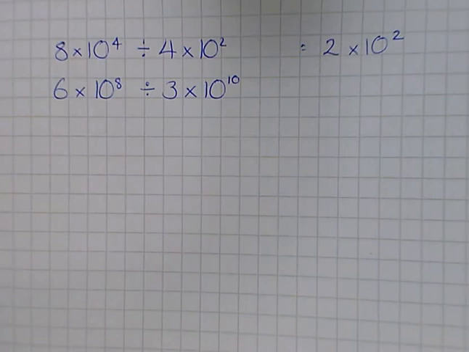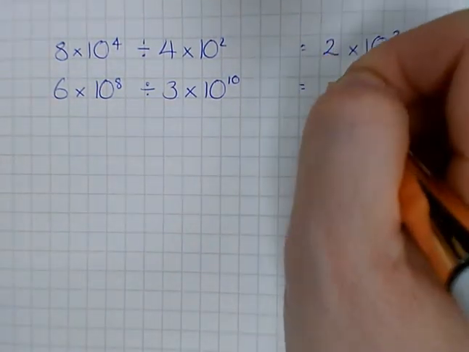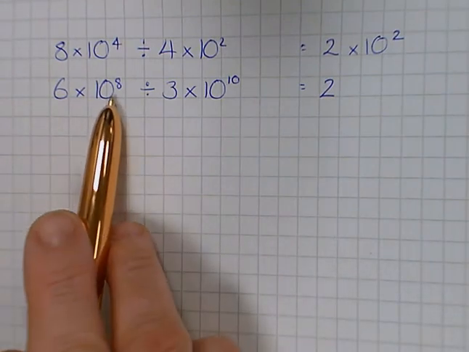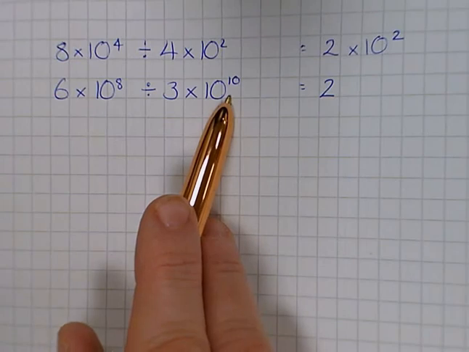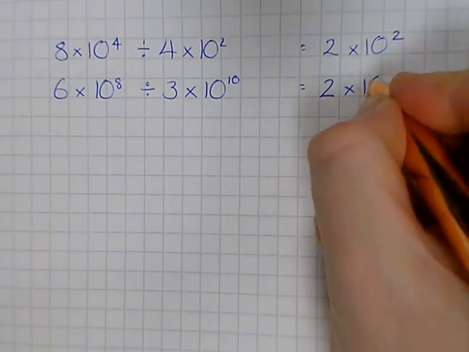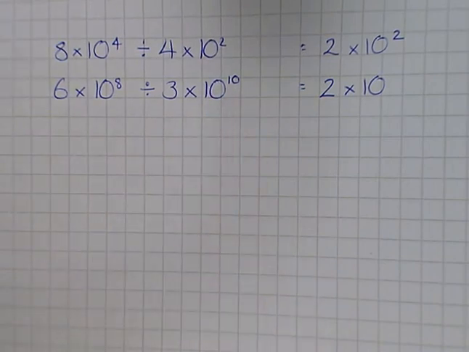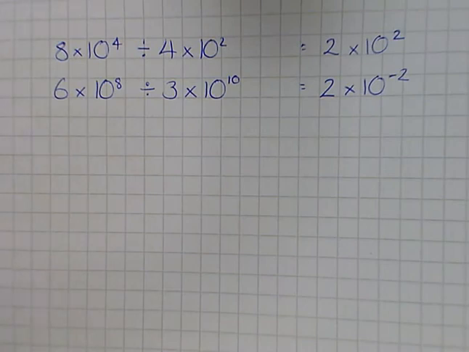With the second example there, we've got 6 times 10 to the power of 8 divided by 3 times 10 to the power of 10. So I'm going to do the 6 divided by the 3 first. That's also going to give me 2. And then I've got my power here is 8, subtract the power here is 10. So I've got multiplied by 10, and 8 subtract 10 is going to give me a minus number, but that's okay, we know we can have negative indices. So my answer is 2 times 10 to the power of negative 2.